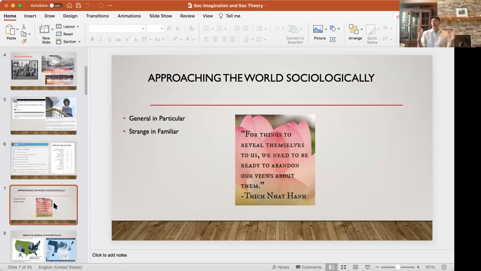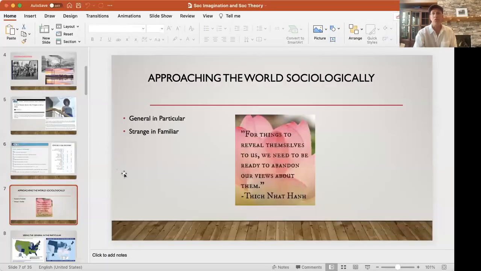Okay, so a couple of different concepts add to that discussion and help bring the idea of the sociological imagination forward. And that's these ideas of the general and the particular, and the strange and the familiar. The general and the particular is looking at patterns, looking at trends across time, across place or location. It's basically looking for patterns, right? The strange and the familiar is taking the common everyday and finding the uniqueness about it.